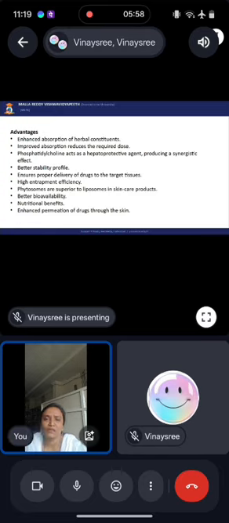So better stability profile when compared to that of the normal dosage forms, that is the conventional dosage forms, and ensure proper delivery of drug to the targeted tissues. And there is a high entrapment efficiency. Phytosomes are superior to liposomes in skincare products also. Better bioavailability, nutritional benefits, and the drug will be enhanced. The permeation of the drugs is enhanced through the skin.